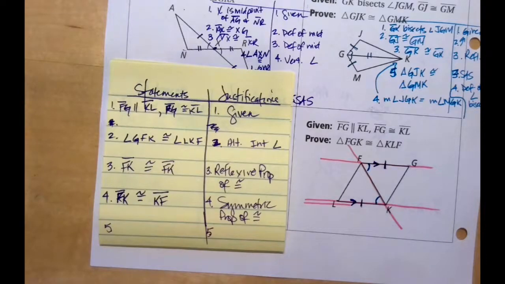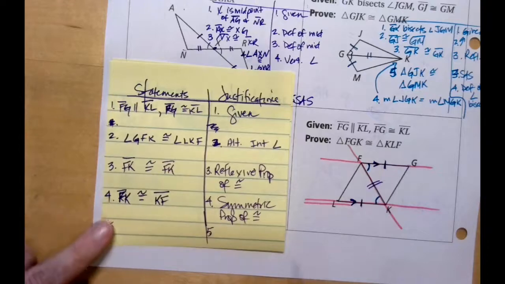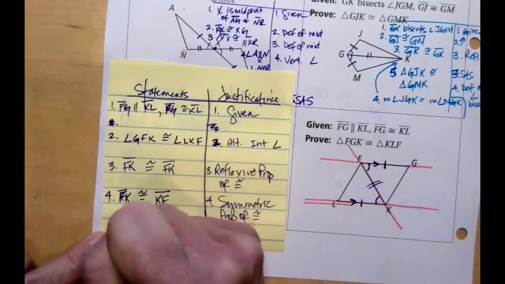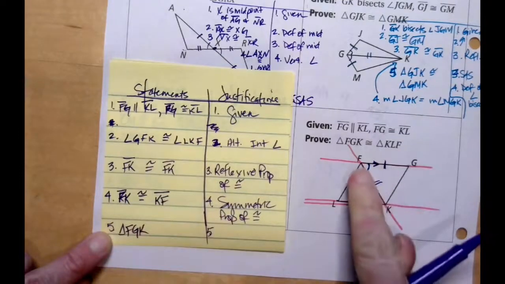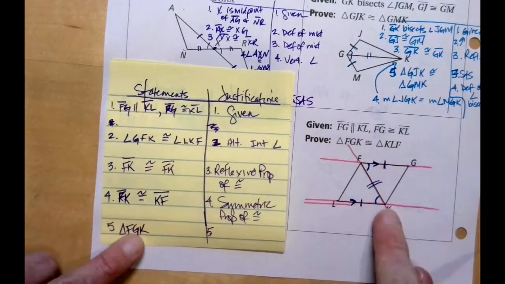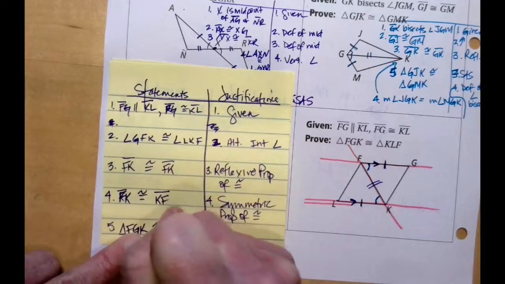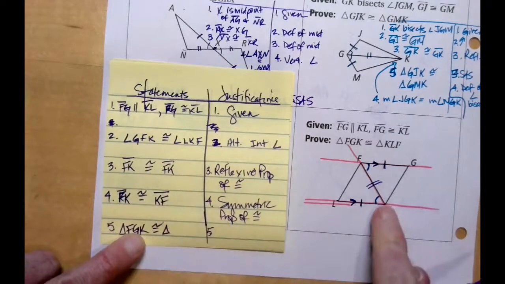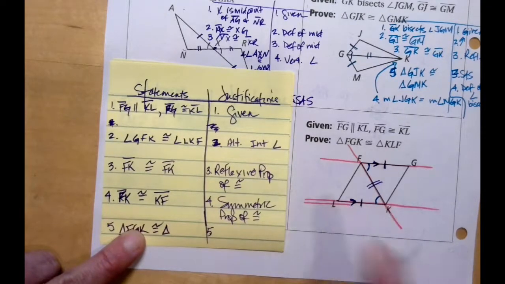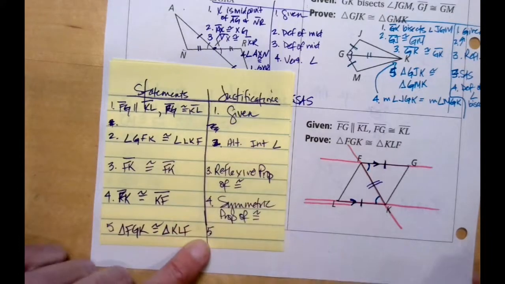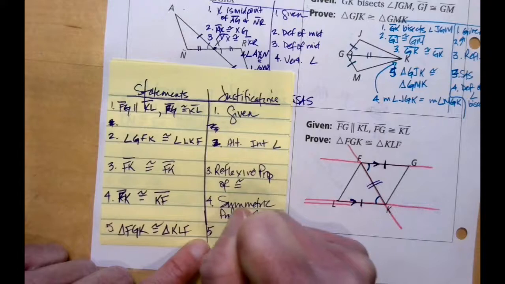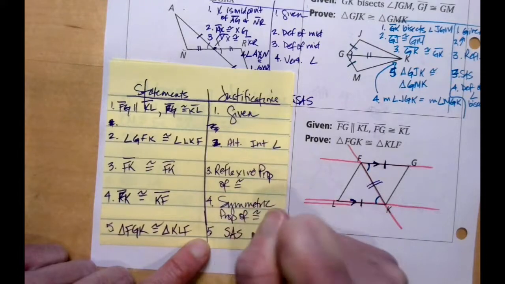All right, here we go, the big granddaddy statement of them all. I have side angle side, right? So I know that, watch your lettering here, triangle FGK is going to be congruent to triangle KLF. And the reason I know that's true is, again, side angle side congruence.